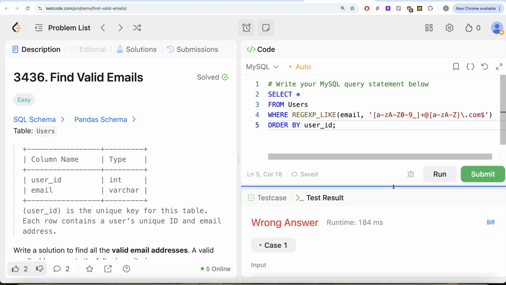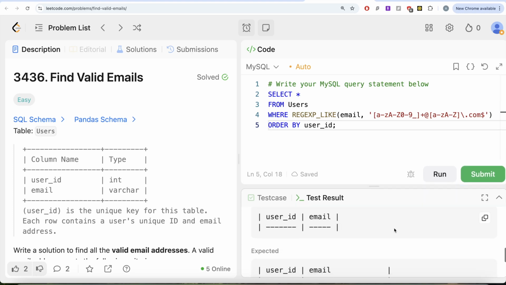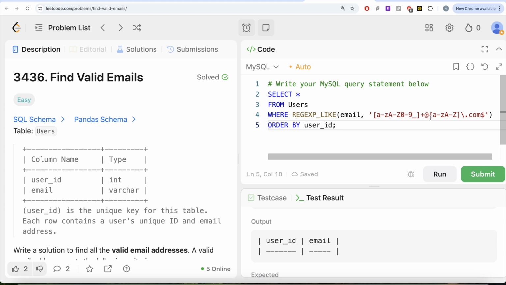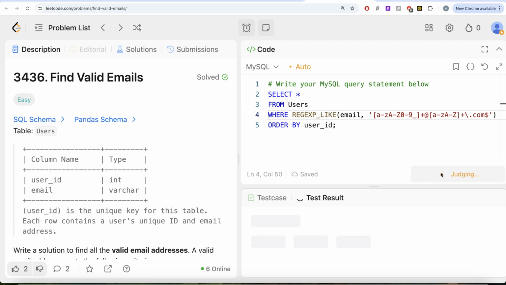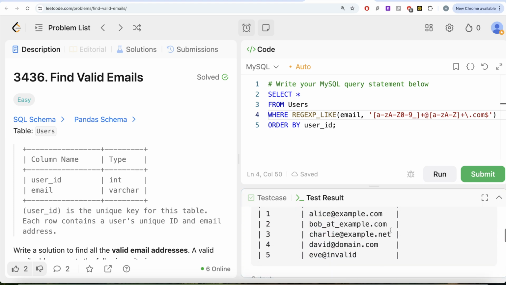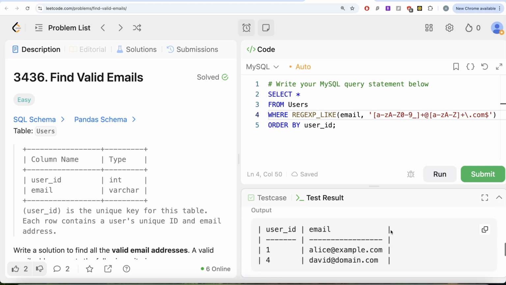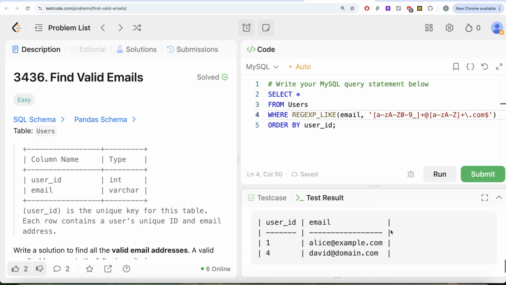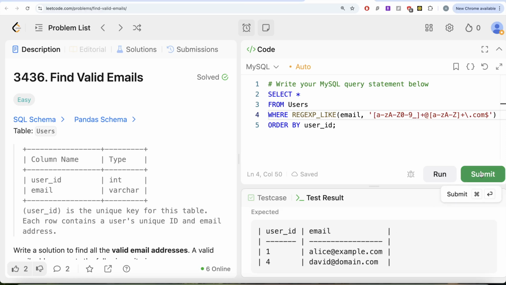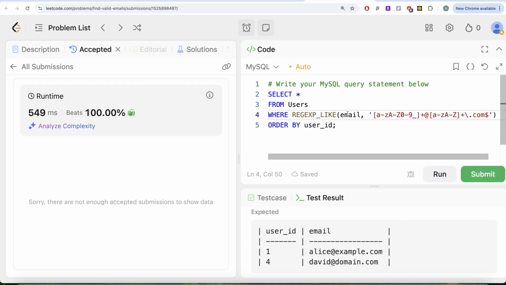Okay, so it says wrong answer. Why does it say wrong answer? Because here we need to make sure that at least one or more of it is present. We write plus. Okay, now if I go ahead and run this, it is going to be accepted. So if I look at our output, it is exactly the same as the expected output. Let me go ahead and submit this to pass all the test cases. So this is accepted and this is how to do it.